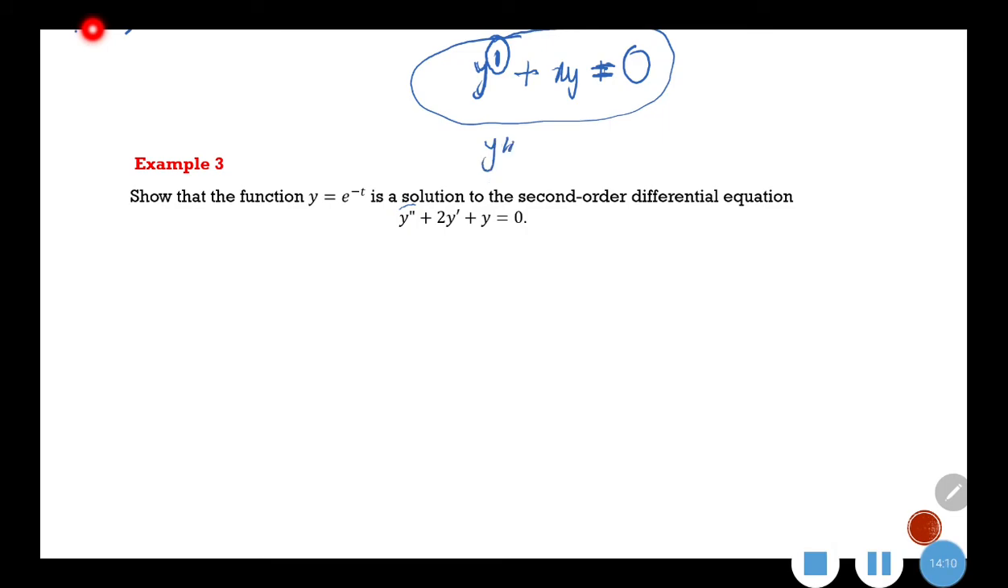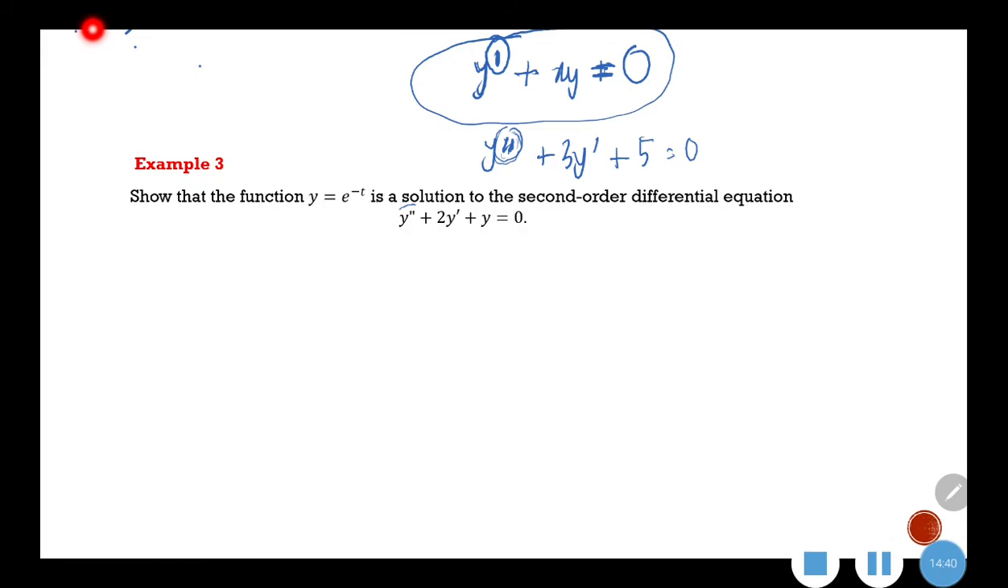Second order means we have a double prime, for example y double prime plus 3y prime plus 5 equals 0. Since the highest order of the derivative inside this differential equation is the double prime here, it means it is second order, or differentiated twice. Like in chapter 3, how we got the second derivative, differentiating twice. So this is a second order differential equation.